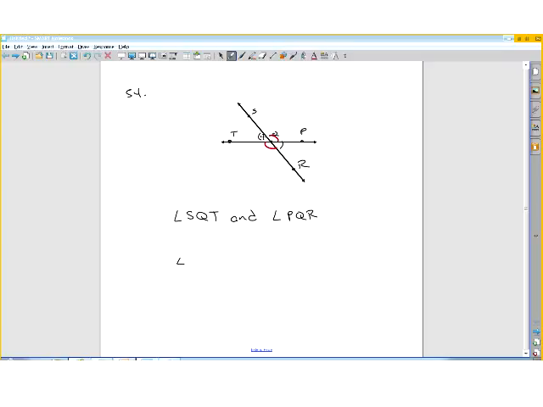So again, order doesn't matter. TQR, so that's this one, and then we do the other one, which is angle SQP. And if you did PQS and RQT, it's fine. Just looking at their answers, they're slightly different because of the order in which they represented the angles.